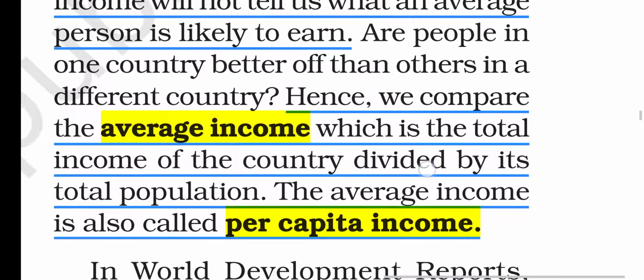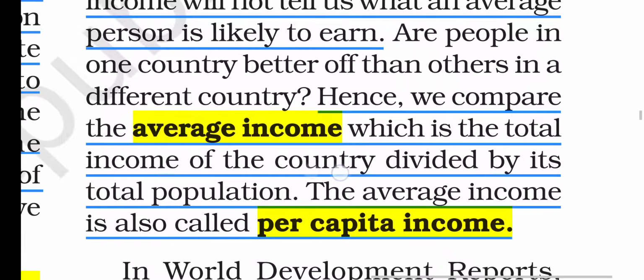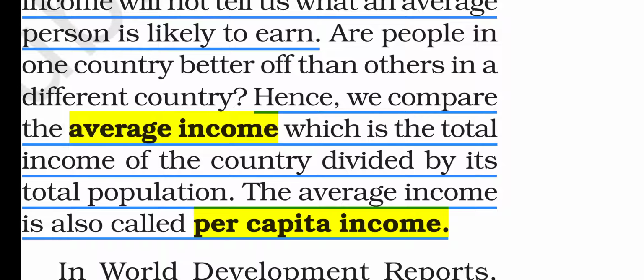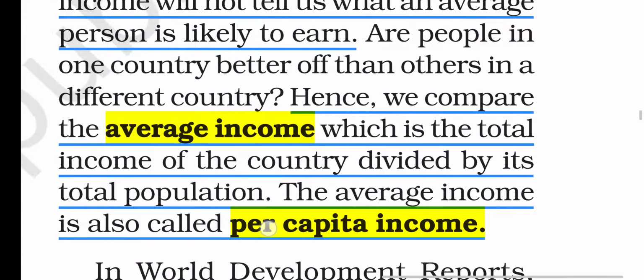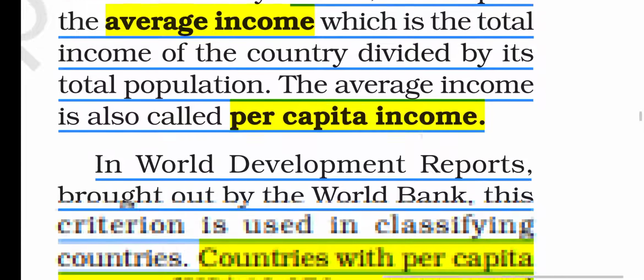It is difficult to know the average income of a person from the total income of the country, so we compare the average income of the country. Now what is average income? It is the total income of the country divided by its total population. We need to know the total income and the total population of the country. Total income divided by total population will give us the average income of the country. This average income is also called the per capita income.